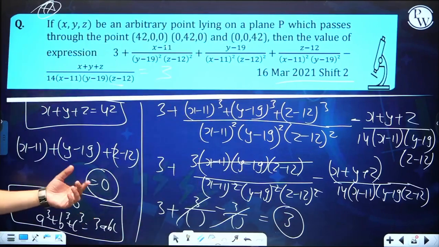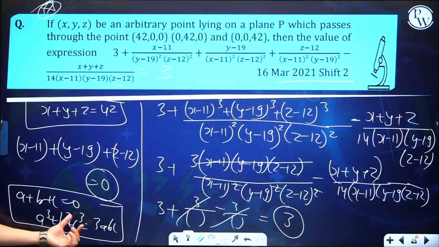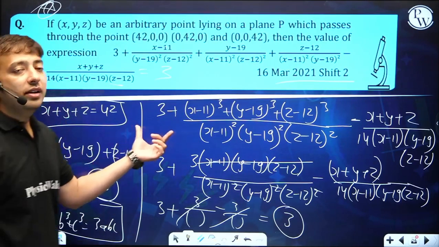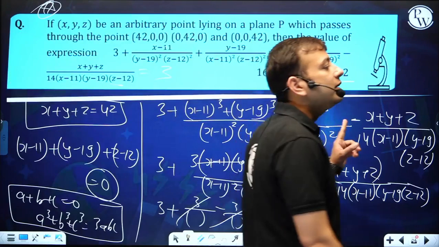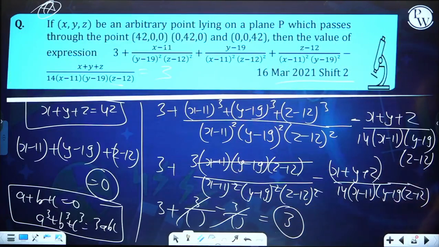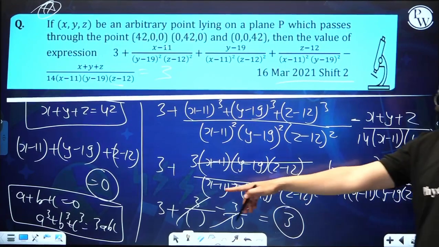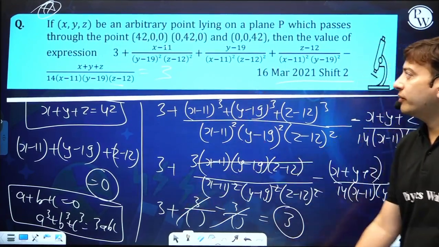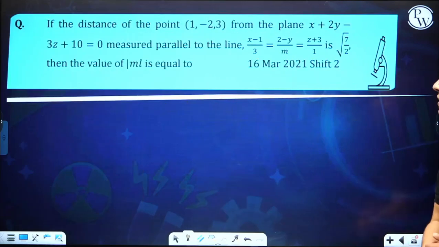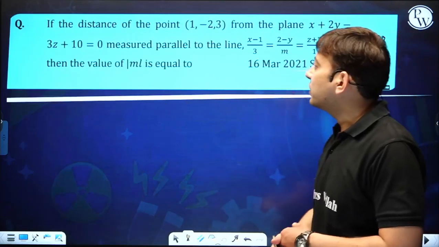See, a super question which involves the a plus b plus c theory and only one step of 3D, but the remaining entire thing was solving and your skills of basic maths. So if you do not know that part, you can't solve this question. So a very good question came from 2021. Okay. Next. Again, a 2021 question.